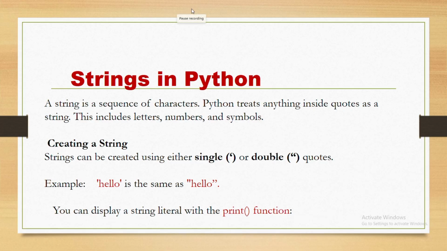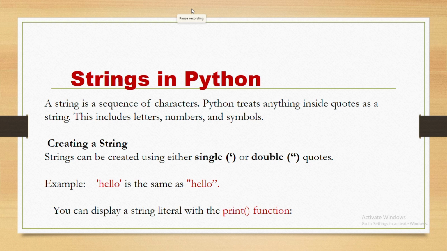First thing we are understanding is strings in Python. Now somebody will be asking me, what does it mean, strings in Python? A string is just a sequence of characters. Python treats anything you put inside a quote as a string. Don't worry about it. I'm going to show you practically for you to understand what I'm trying to explain. This includes letters, numbers, and symbols.